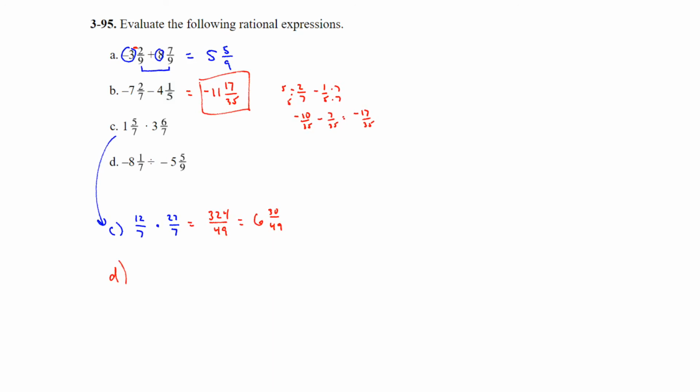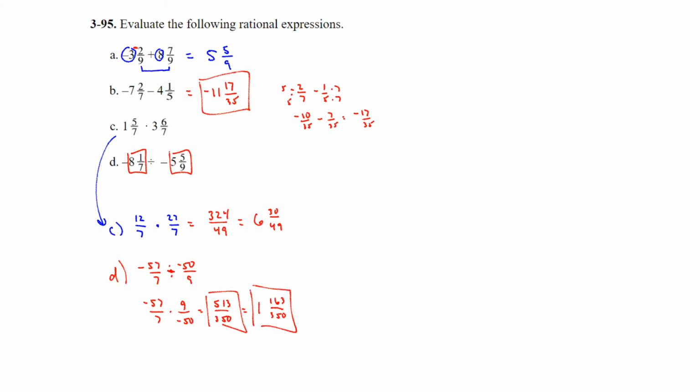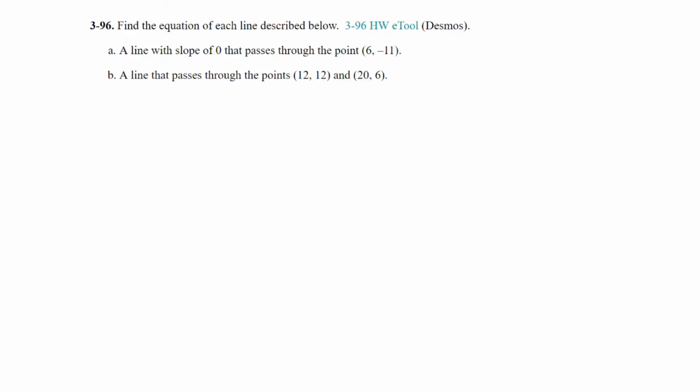D, we have negative 8 and 1/7, so we want to take this mixed number and make it improper. That would be 57/7 times, once again, change that to an improper. That looks like that is 50/9. It is a negative, and we are dividing these two, so we want to go ahead and multiply by the reciprocal. And that will give us, let's go ahead and multiply straight across on this one as well. And we get 513/350. If you did write it as a mixed number, it's 1 and 163/350.